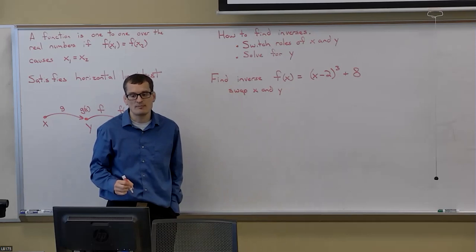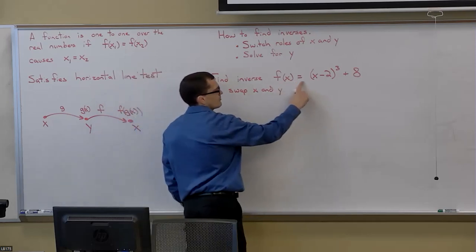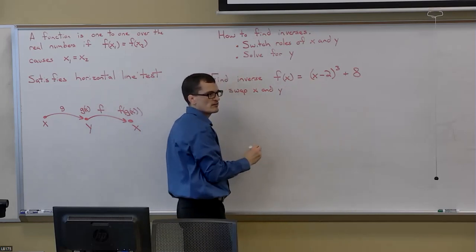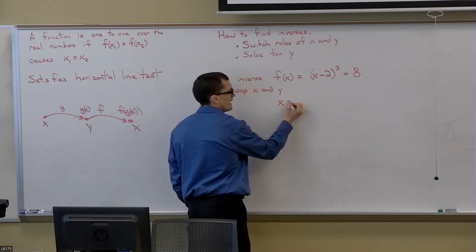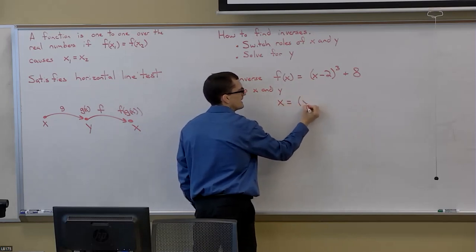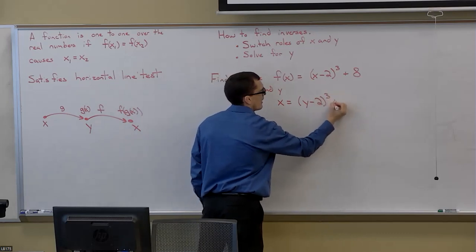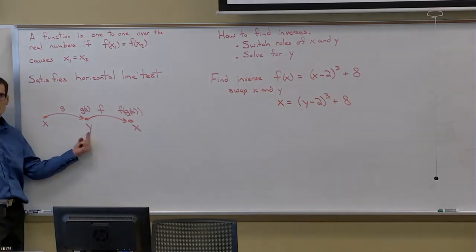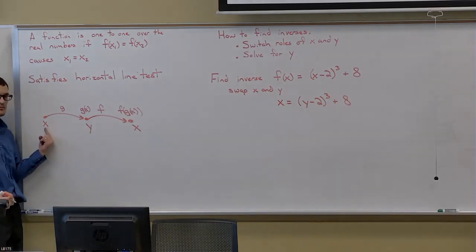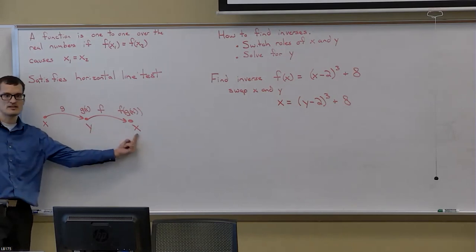So I swap the role of x and y. This is like y equals that. So let's switch the output to an x and the input to a y. Does that make sense? We're going to switch the output. Originally, we had input of x and output of y. Now we want input of y and output of x. Look at that.